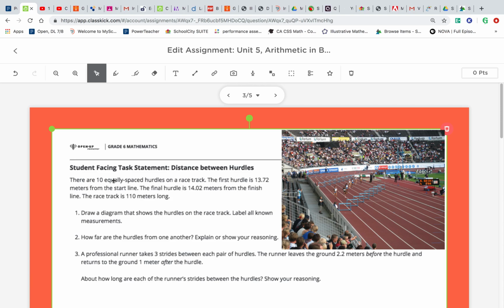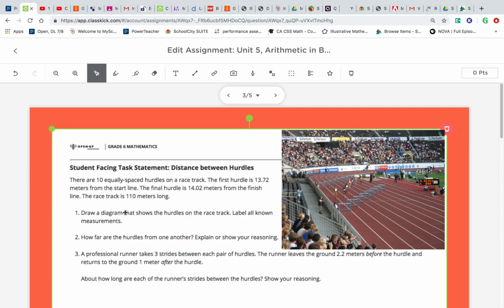Here, we want to think about a situation in which there are 10 equally spaced hurdles on a racetrack. The first hurdle is 13.72 meters from the start line. So we can think of that as the first hurdle. And then the final hurdle is 14.02 meters from the finish line. So this is the final hurdle. We want to keep that in mind as we look at what's happening in the problem here.